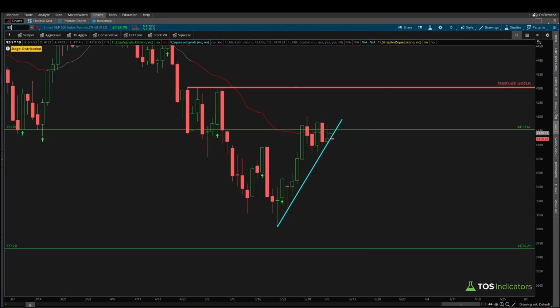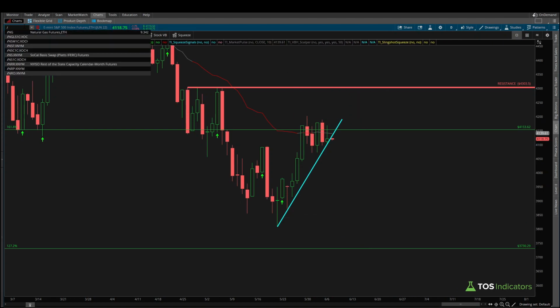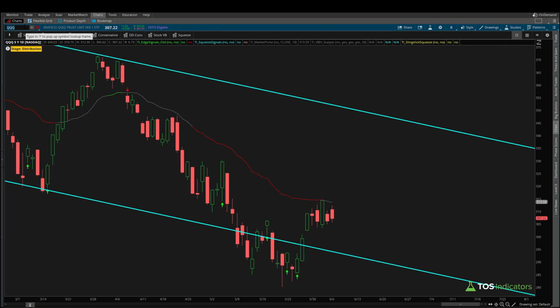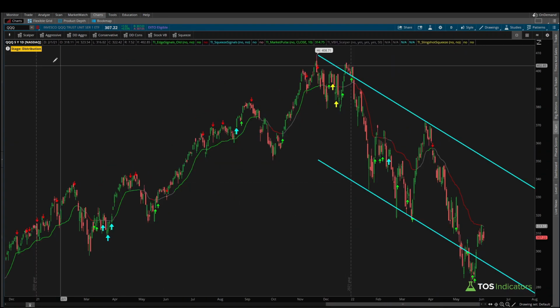So that's the S&P 500. If you take a look at some other markets as well, so let's look at, say, QQQ here. You'll notice a similar trend line, along with we've had this downward channel inside of the Qs.